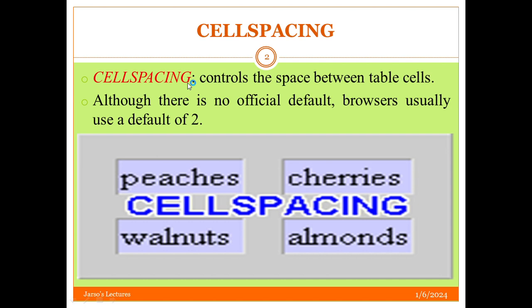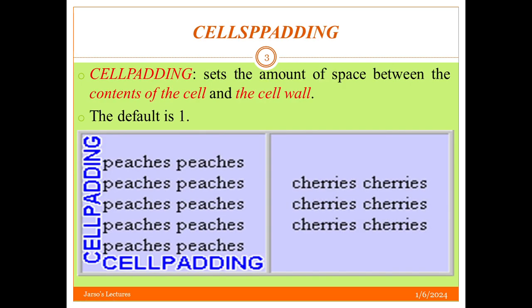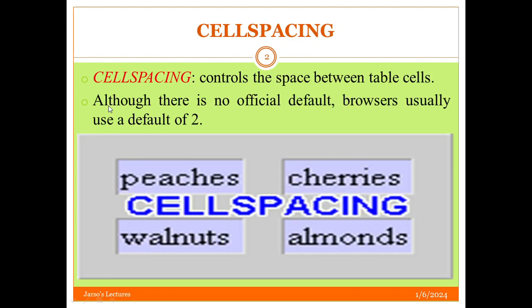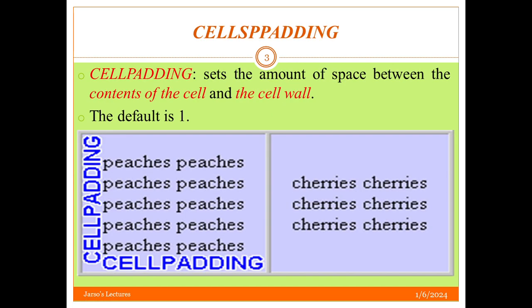The purpose of using cell spacing is to specify the space in between table cells. This is why we use cell spacing. Look here: although there is no official default, browsers usually use a default of 2 pixels. Later I'm coming to that in the practical exercises.